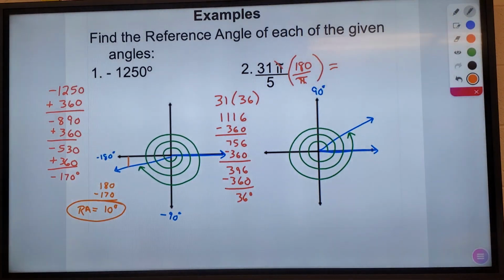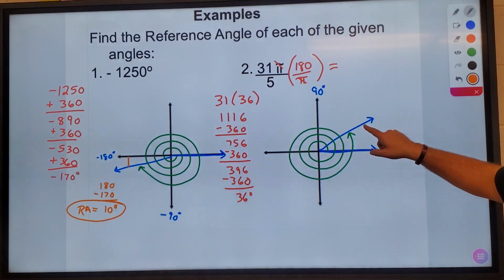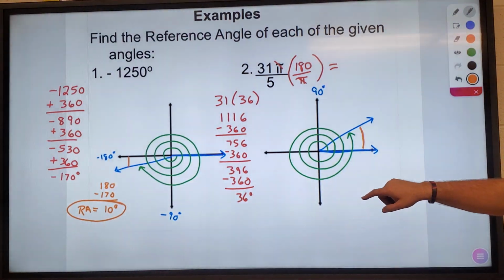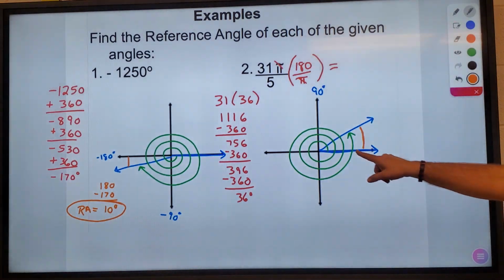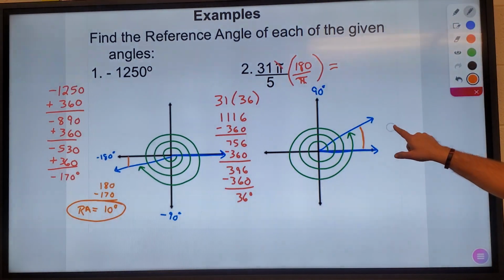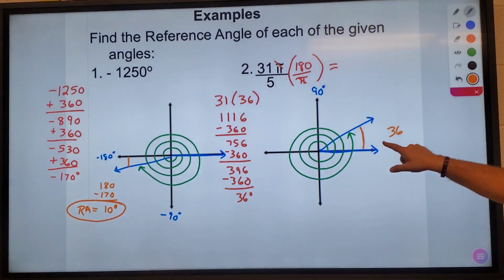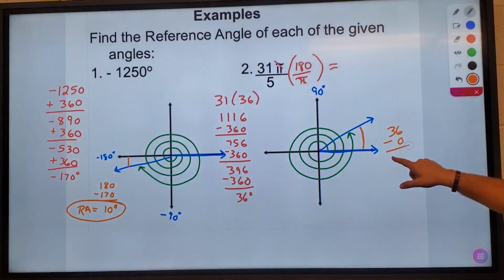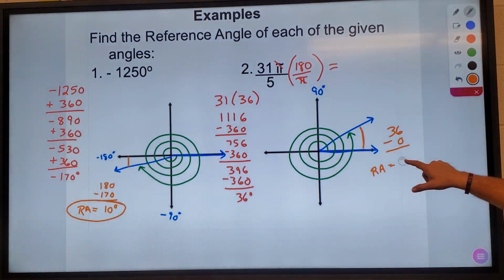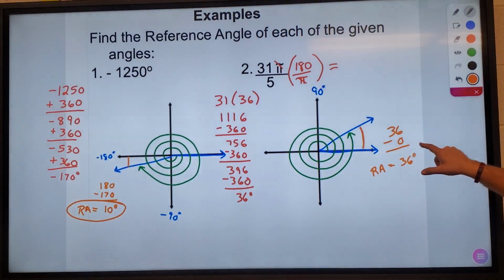So if I look at this one, I want the distance from here straight to there. Okay, which means I'm going to take this line, or the 0, and because I have 36, I'm going to take the 36, I'm going to subtract the 0, and that gives me a reference angle of 36 degrees.